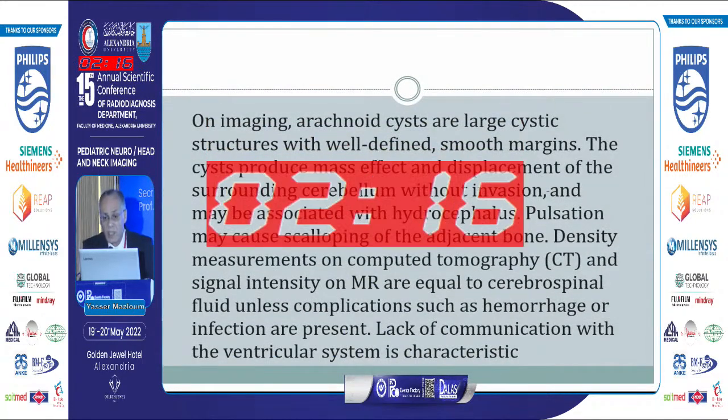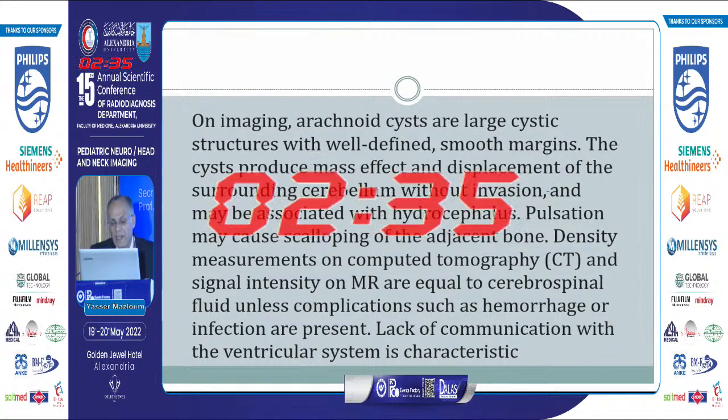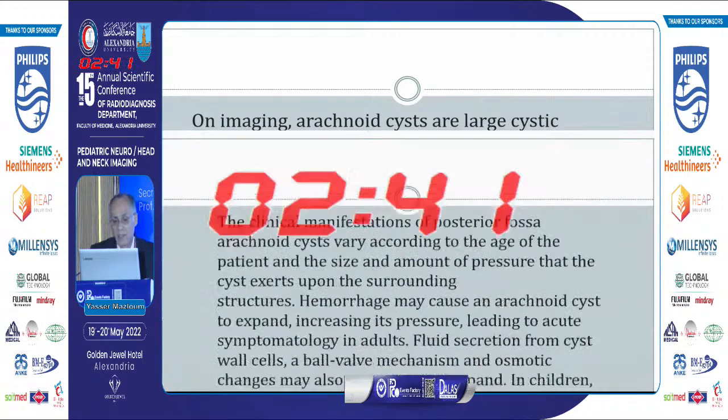On imaging, arachnoid cysts are large cystic structures with well-defined smooth margins. The cysts produce mass effect and displacement of the surrounding cerebellum without invasion and may be associated with hydrocephalus. Pulsation may cause scalloping of adjacent bone. Density measured by CT and MRI is equal to CSF fluid unless a complication like hemorrhage or infection is present. Lack of communication with the ventricular system is characteristic.